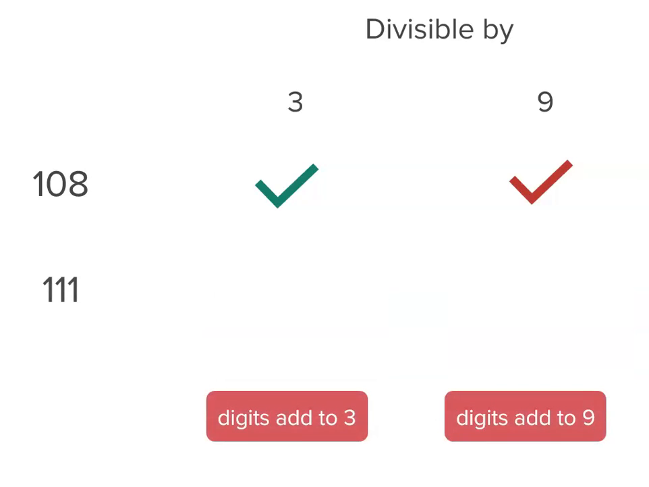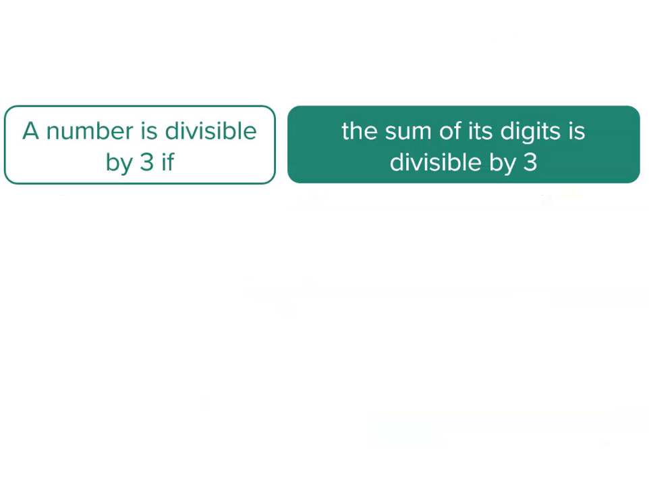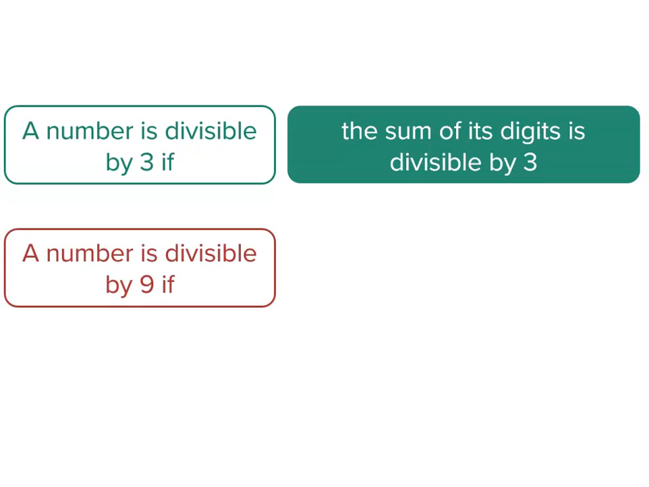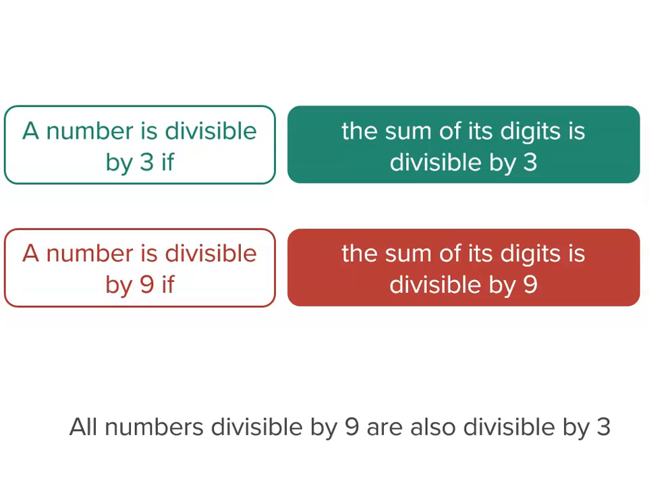111, the sum of the digits is 1 plus 1 plus 1, which is 3. But that doesn't mean it's going to be divisible by 9. In fact, the sum of the digits is 3, and that's not divisible by 9. So it only works in one direction. A number's divisible by 3 if the sum of its digits is divisible by 3. A number's divisible by 9 if the sum of its digits is divisible by 9. And if it's divisible by 9, it will also be divisible by 3.